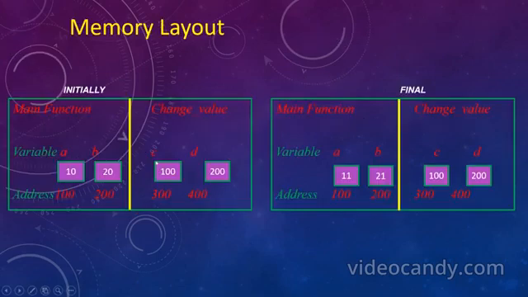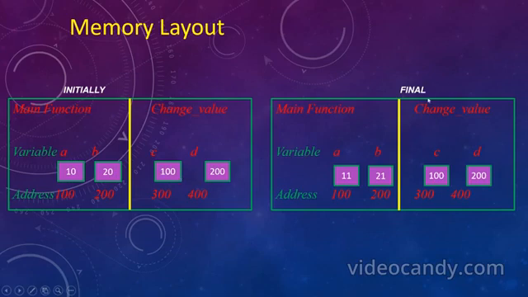You can see that c and d are pointer type. So that means this c will store the address of a. What is the address of a? It is 100. So c will have 100, and d will store the address of b. What is the address of b? It is 200. So now c and d store 100 and 200.